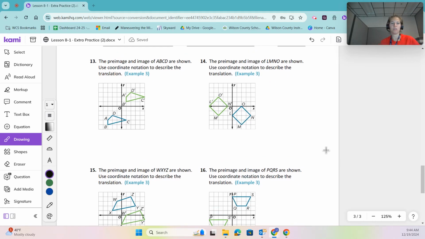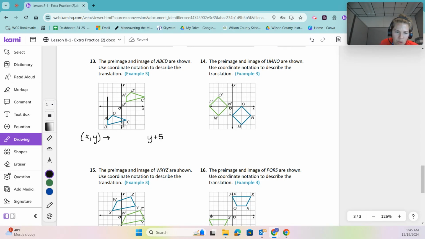For these ones, the pre-image and image of ABCD are shown. Use coordinate notation to describe the translation. This is very similar to what we did in that last step, except we're describing what is happening using that coordinate notation. So remember the x's and the y's, we're trying to figure out what's happening to the x value and what's happening to the y value for each of these. For A, it's going up 1, 2, 3, 4, 5. And when we go up, that means we're changing our y value. So my y value is being increased by 5.